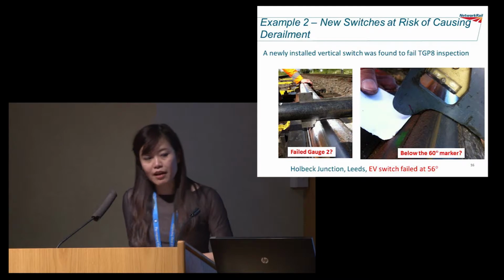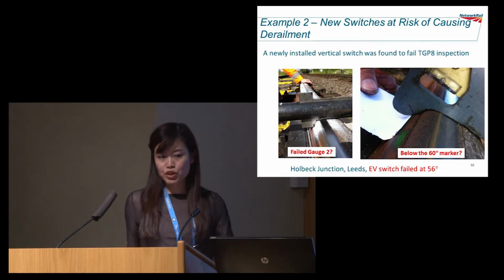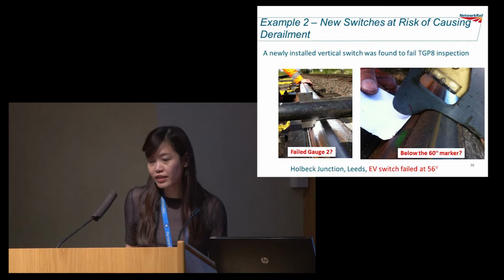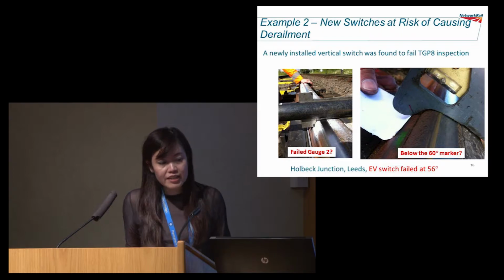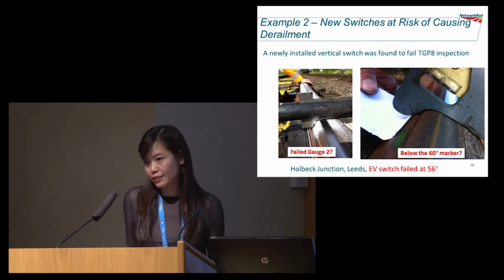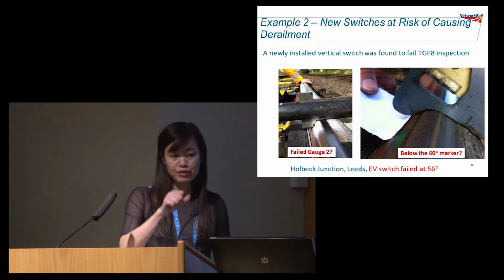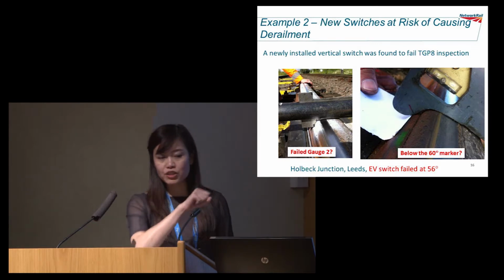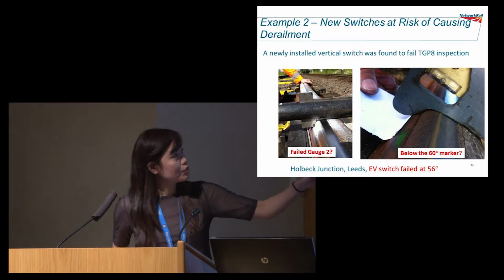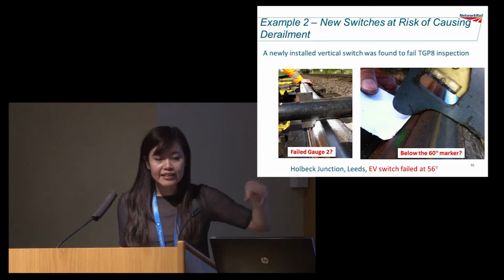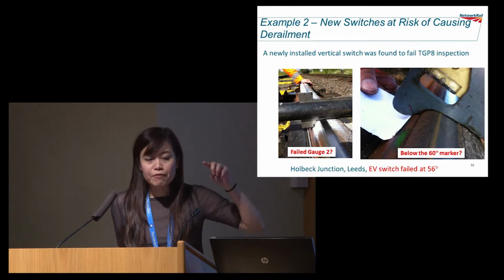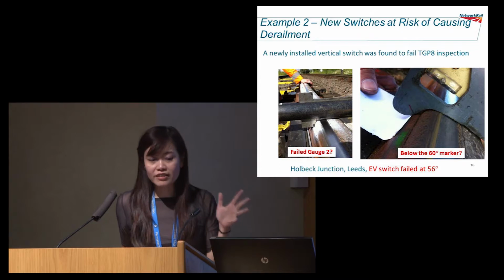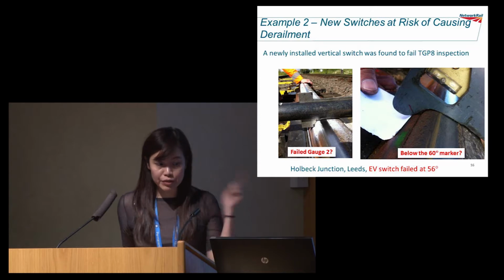So this is the second example I'm presenting. It's new switches at risk of causing derailment. I was asked to go out on site 2 years ago to help with a junction in Leeds because a new set of EV switches had failed the inspection. The inspection means that you put a TGP8 gauge on, which is the one shown on the right. There's a line there. That line shows 60 degrees. So if the contact position falls anywhere below the line, it means that the contact angle is less than 60. If it's less than 60, there's a risk that the train will derail.